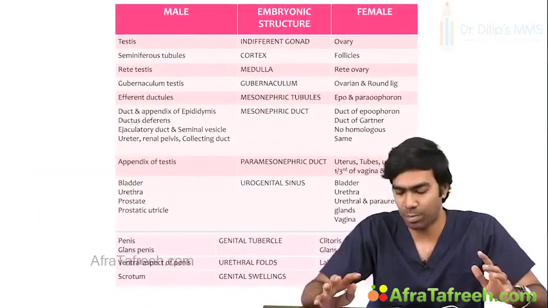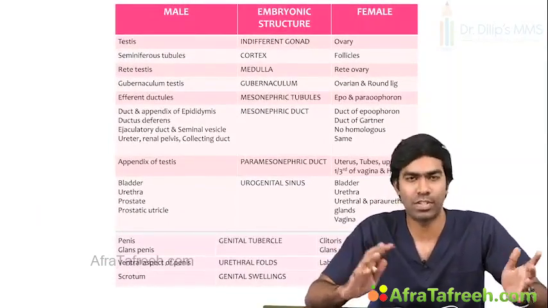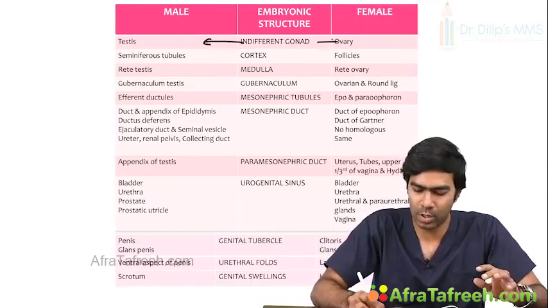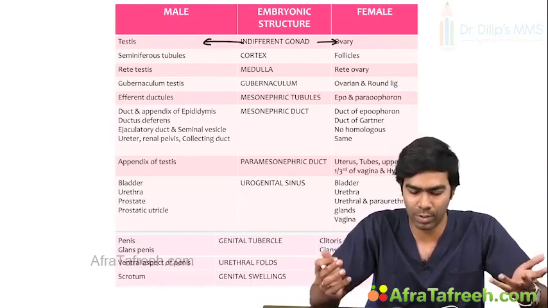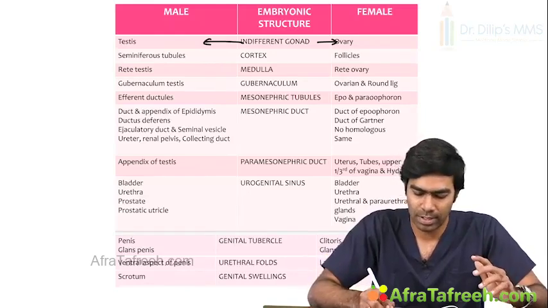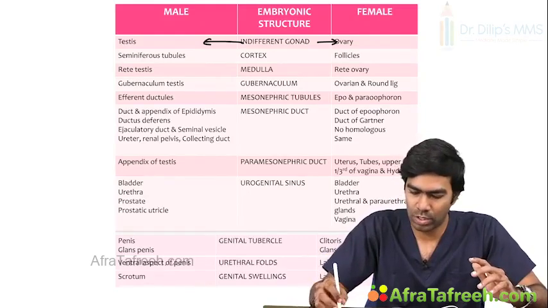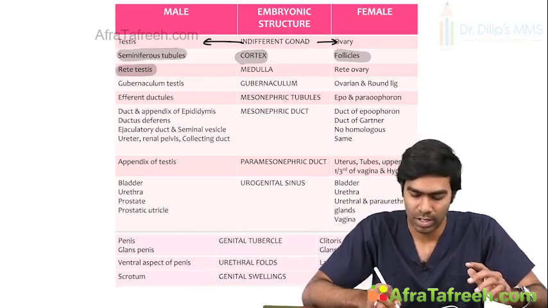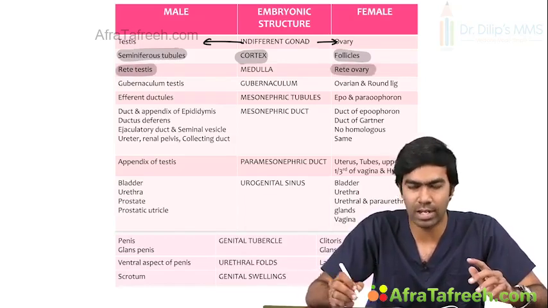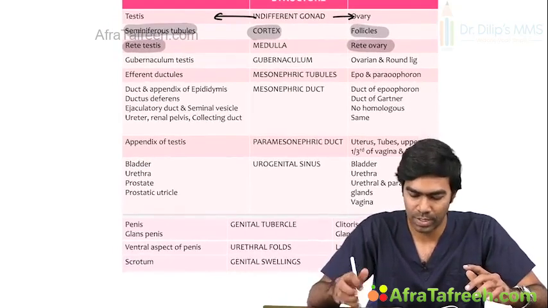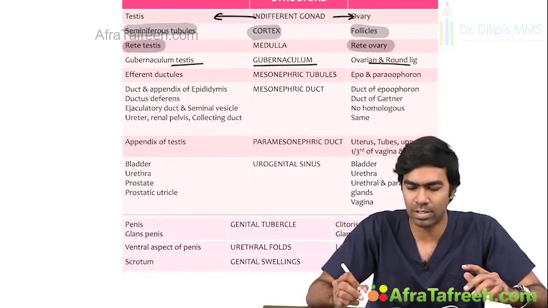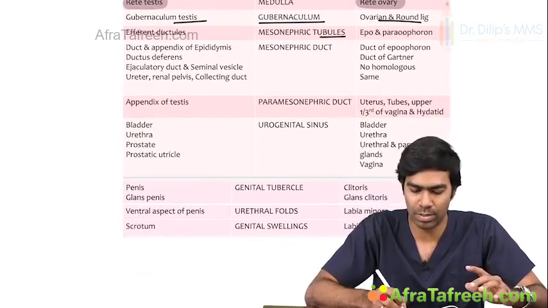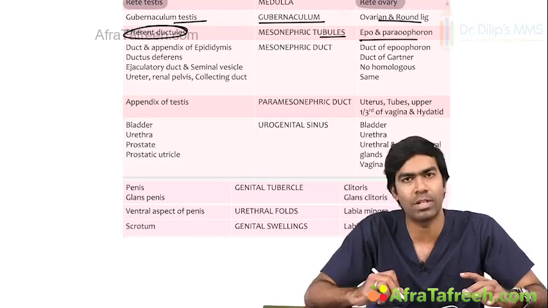And this is a very important table that you have to know as far as which structure results in what structure in male as well as female. You can see the gonads, depending on XX or XY, and depending on multiple factors, they're going to become ovary and the testis. The cortex of the gonad is going to become the seminiferous tubules. Here the ovarian cortex will become follicles, and the middle of the testis will become rete testis, and here it will form the rete ovarii or the stroma, and the gubernaculum will become gubernaculum testis, and in females it will become ovarian ligament and the round ligament, and mesonephric tubules in males will become efferent ductules, in females will become epoophoron and paroophoron.